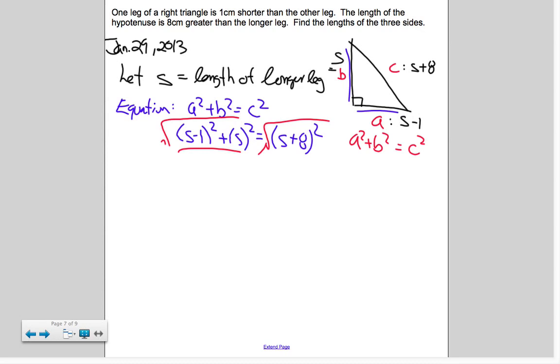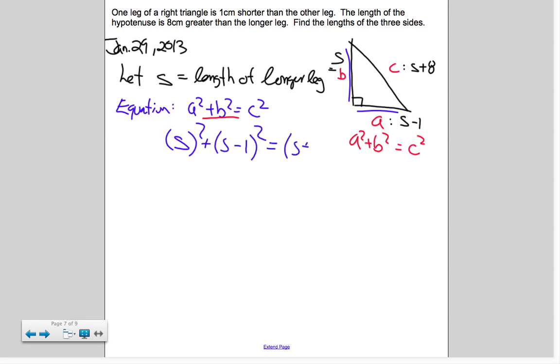Yeah, so let's try to expand it and see if we can group like terms. Let's try to simplify this expression. It'd be hard for me to erase this square root thing, so I'm going to just erase it all. Write it again. So s squared plus s minus 1 quantity squared is equal to s plus 8 quantity squared. So if I expand this, I get s squared. What's s minus 1 quantity squared? What's that expand to? I'm going to do my shortcut.